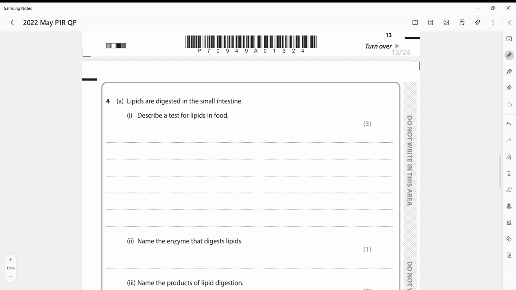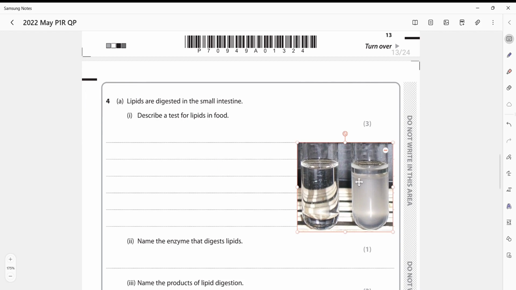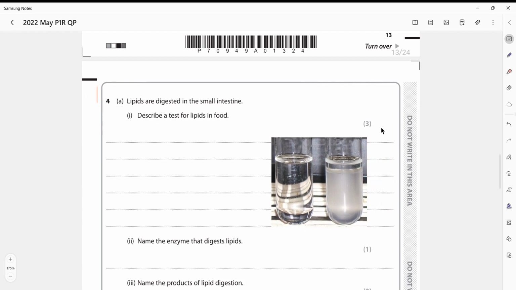Okay, part A, lipids are digested in the small intestine. Part 1, describe a test for lipids in food. So I'm just going to show you a little picture here. So to test for the presence of lipids, number 1, we would actually add ethanol to the food sample and we would shake it first. So the ethanol would dissolve the lipids, and then we would add water. And we would add water because water and lipids don't mix very well together. It starts to become more cloudy or more milky.